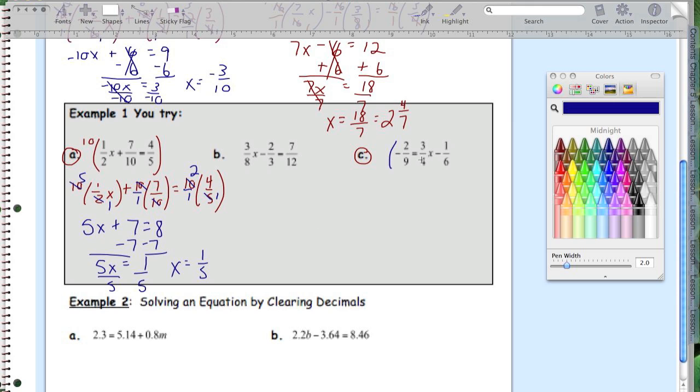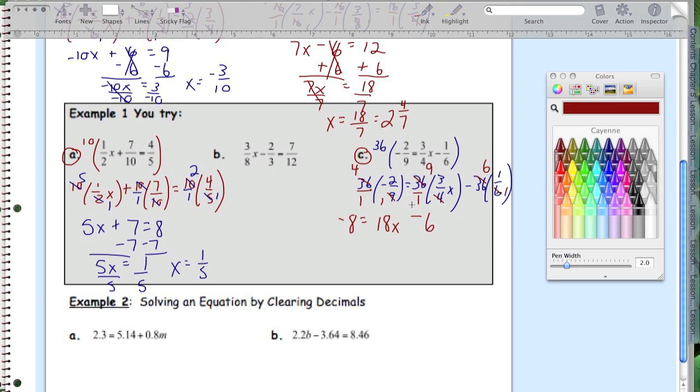In letter C, a good denominator, or the LCD of these values looks like it would be 36, so I'm going to go with that. 36 times negative 2 over 9 equal to 36 times 3 over 4x minus 36 times 1 over 6. See what's going to cancel? It's going to be 1, that's going to be a 4, so 4 times negative 2 is negative 8. This is going to be a 1, this is going to be a 9. 9 times 3 is 18x. This is going to be a 1, this is going to be a 6. 6 times 1 is 6. So negative 8 equals 18x minus 6.